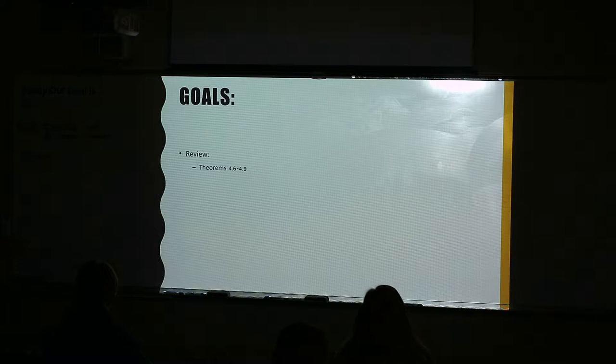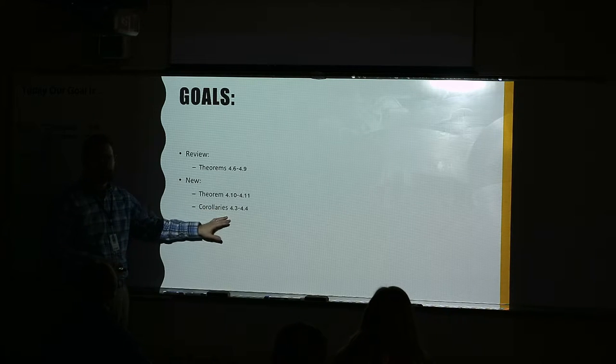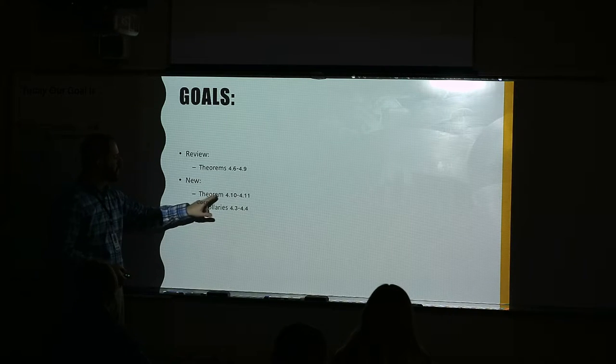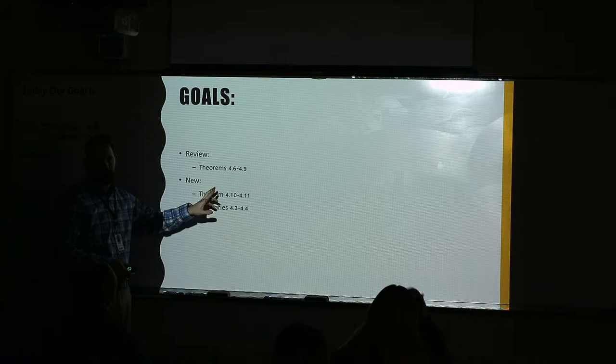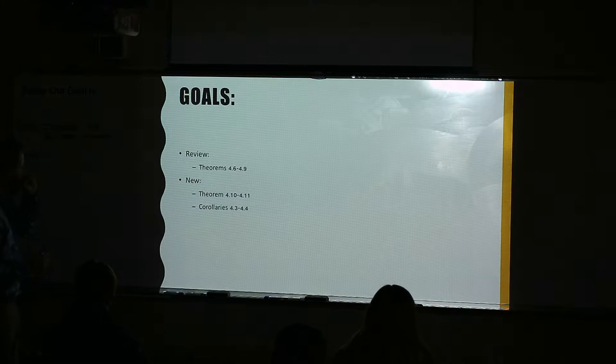Today we're going to focus on new ones, theorems 4.10 and 4.11, which are about isosceles triangles, and then those will eventually lead into the corollaries, which are based on equilateral. So equilateral are based on isosceles. That's how we prove corollaries. Corollaries are a follow-up to a theorem. They're not necessarily anything crazy new, but we do have to learn them. All right, so that's our goal today.